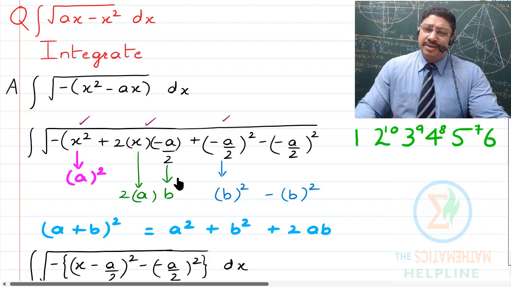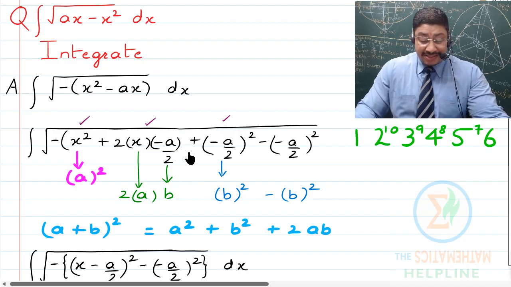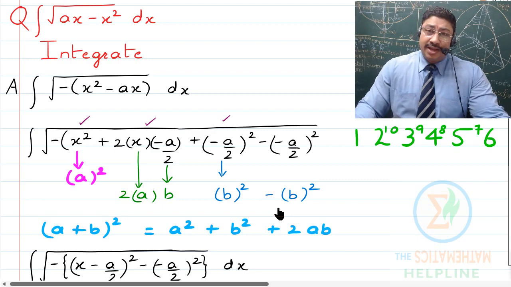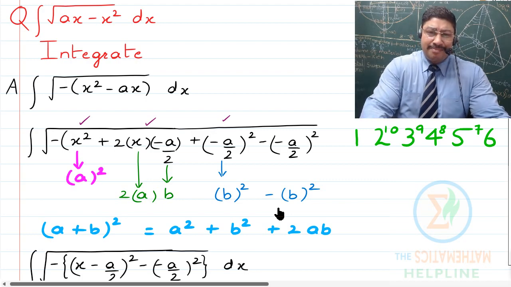Obviously next should be plus b square, that's why you will have plus minus a upon 2 whole square, right? And that actually is your plus b square, but this wasn't there earlier. As such, you also require to subtract it.